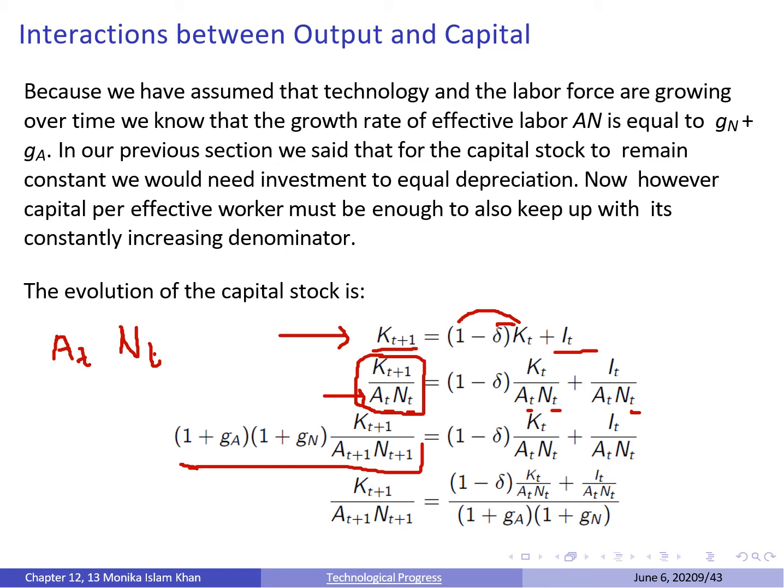So once we have this left side looking like this, we want it just in terms of K and AN. So we will divide both sides of this equation by 1 plus gA times 1 plus gN. Then we get this equation for evolution of capital stock.